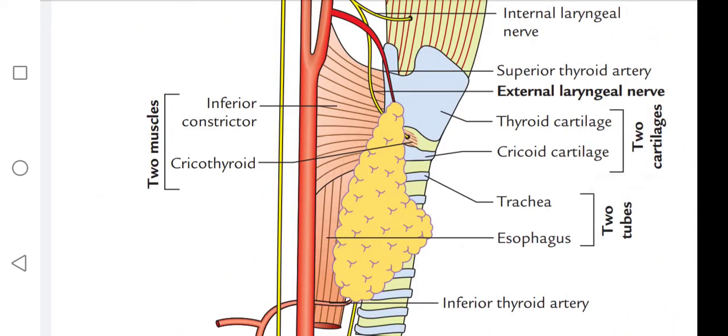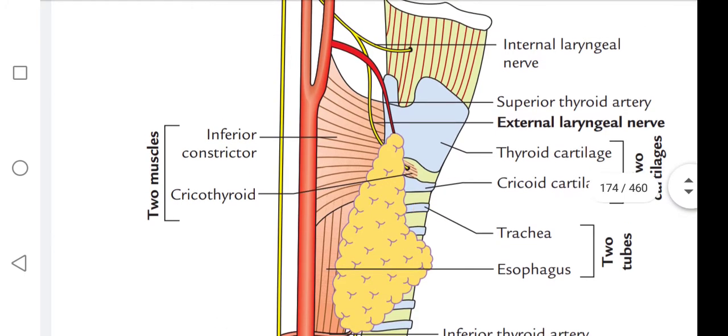Medial surface is related to two tubes, two muscles, two cartilages. Observe one by one. First, two tubes. What are the two tubes? The first one is trachea. This is the trachea. And the next one is esophagus. Trachea, esophagus. Next, two muscles. What are the two muscles?